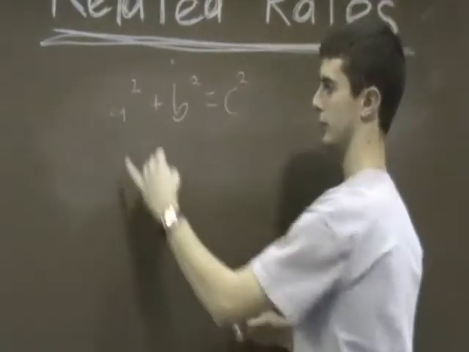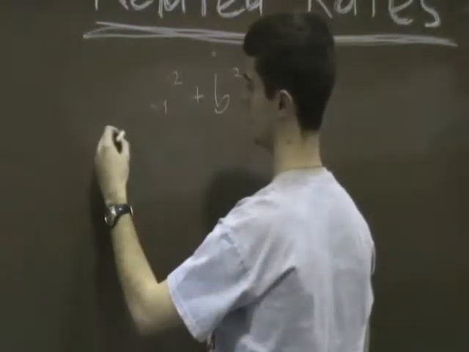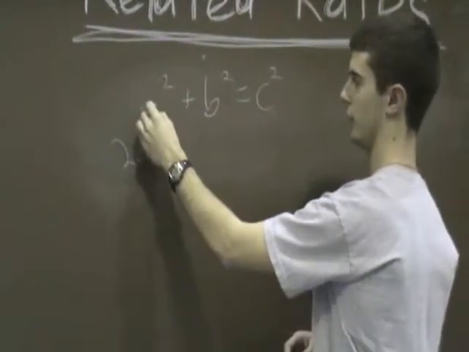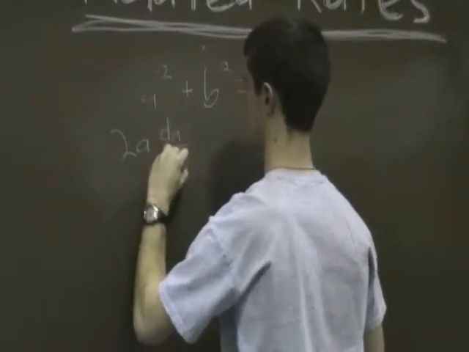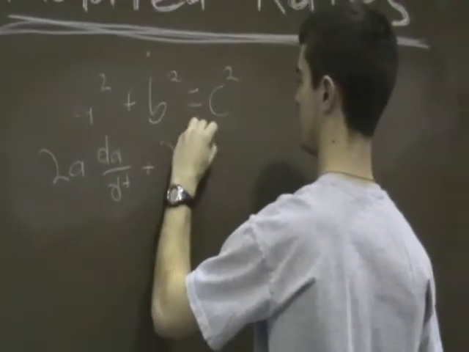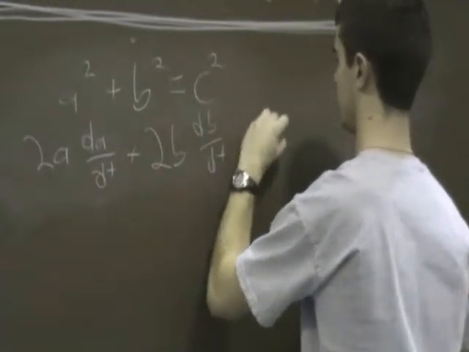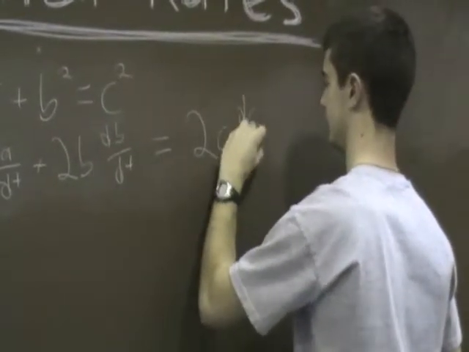So we'll start with the a squared term, and we all know well the derivative of a squared is 2a, and then the derivative of a with respect to time will be dA/dt. In order to finish this off, we have 2b dB/dt equals 2c dC/dt.